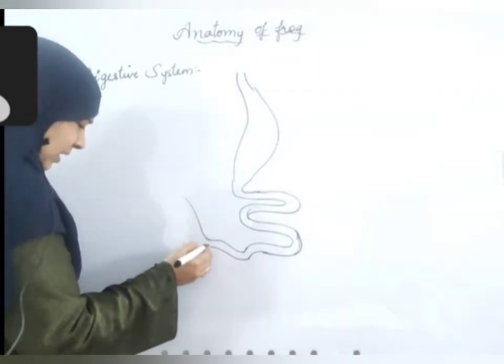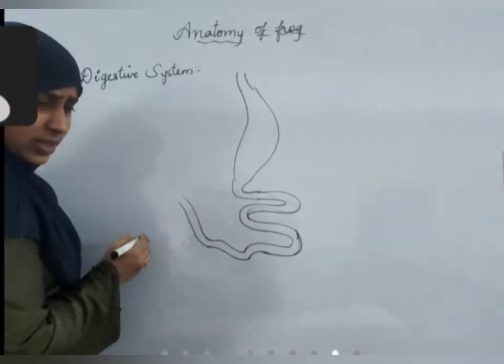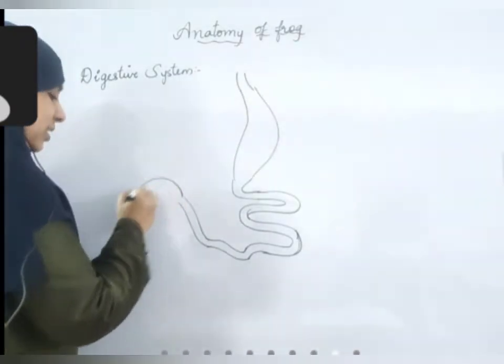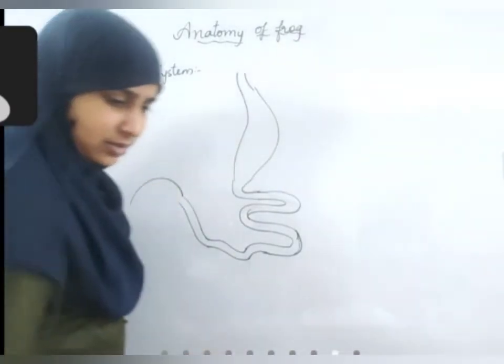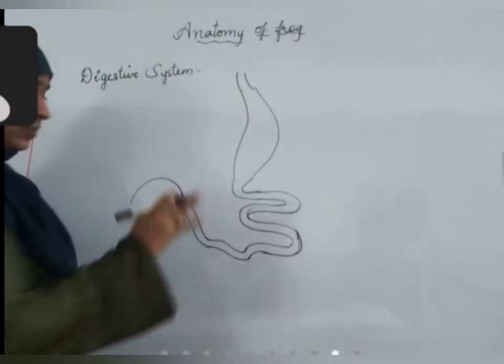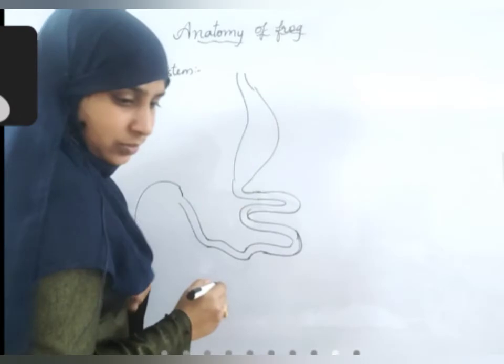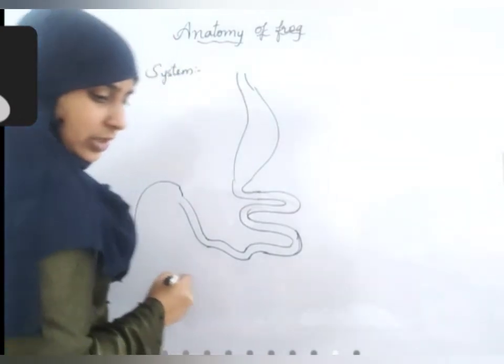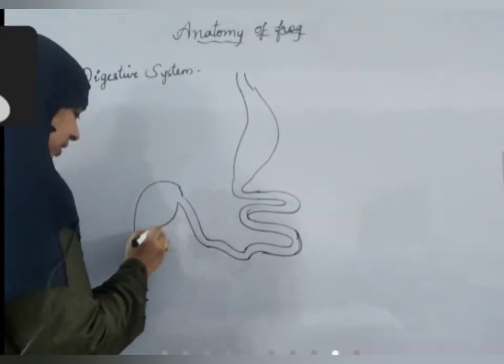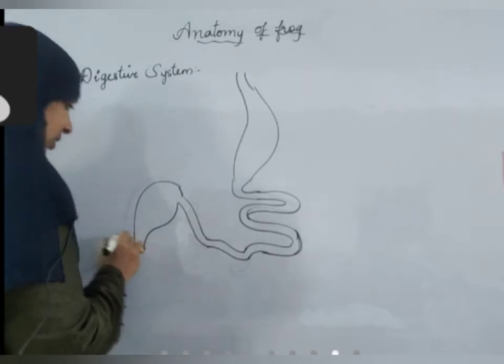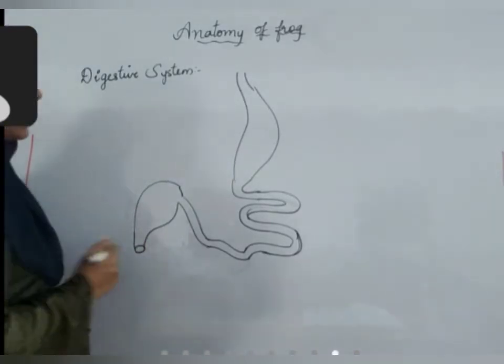So this is the intestine. After intestine, this part is rectum, and finally this is cloacal aperture. That's all. Digestive system.